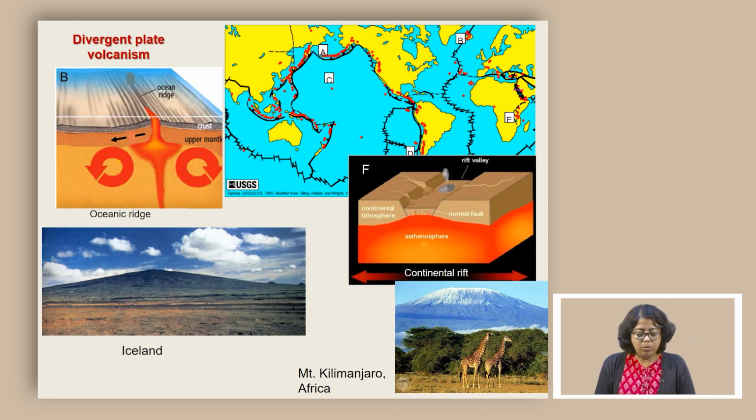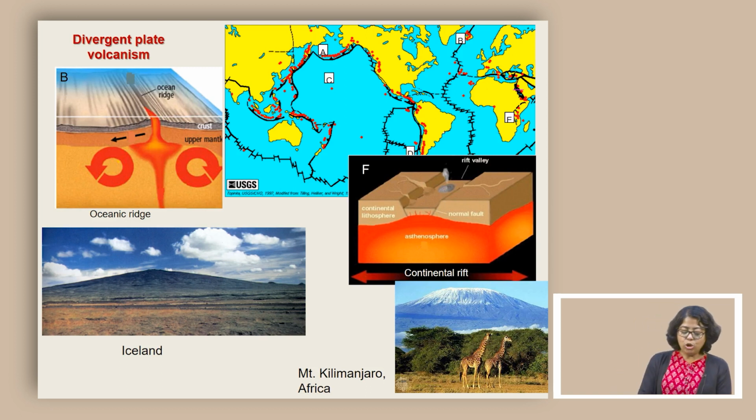So, the first one that we are going to talk about would be divergent plate volcanism. Again, a quick summary: we are talking about a situation where two plates are moving away from each other, often when a single plate rifts apart and makes way for the development of a new plate or new floor. That is a characteristic of divergent plate boundaries. Ocean ridges are a very clear example, as I said, that B is an example.